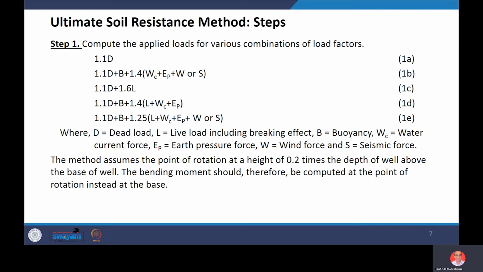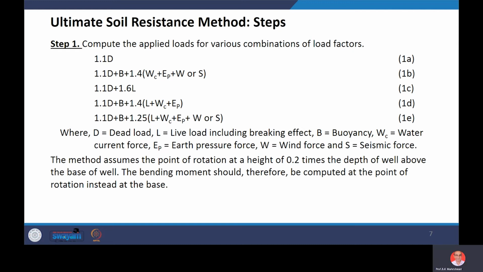In this method, which is the ultimate soil resistance method, it assumes the point of rotation is at a height of 0.2 times the depth of well above the base of the well, which we'll discuss later. And the bending moment should therefore be computed at the point of rotation instead of at the base. So the first thing is that it assumes that the point of rotation is not at the base, rather at a height of 0.2 times the depth of the well.